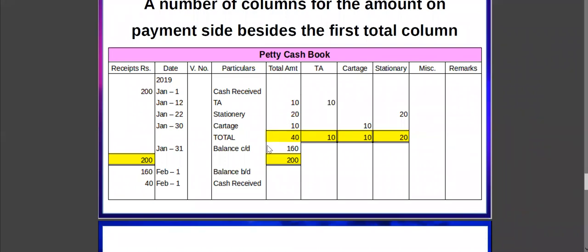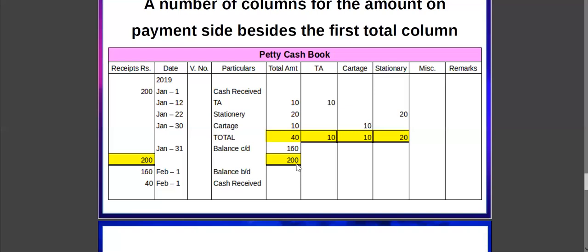Now I'll teach you how to tally this. First step, add all the total column. Here it is 40 rupees. So 40 rupees we spent out of 200 rupees. The remaining balance is 160 rupees. So balance carried down 160 rupees.